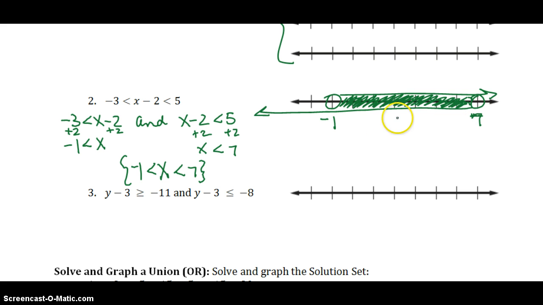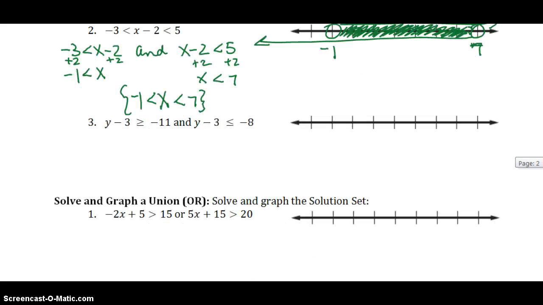So if you'll learn how to shade it, I sure would appreciate it. All right, and now we need to take care of this intersection, where I'm just going to work each side. So add 3, y is greater than or equal to -8. Add 3, y is less than or equal to -5.